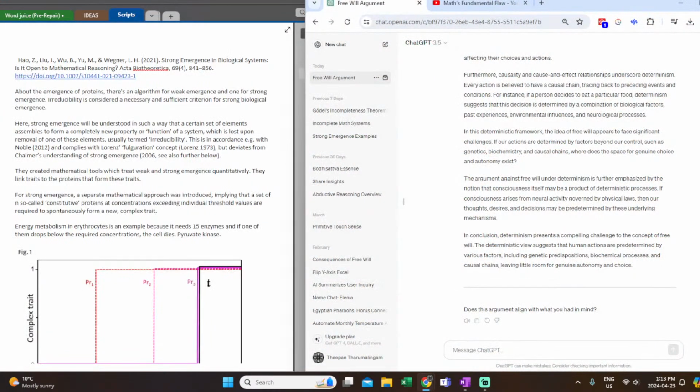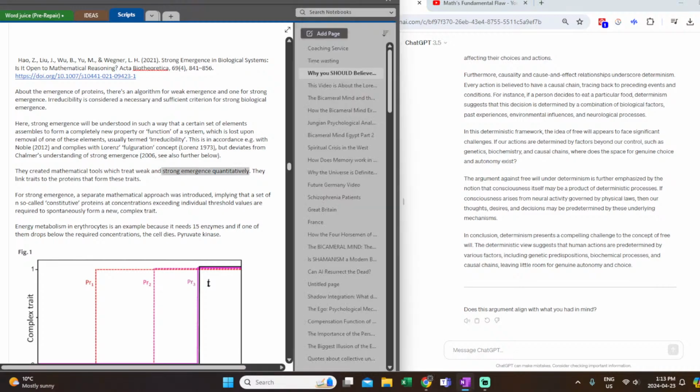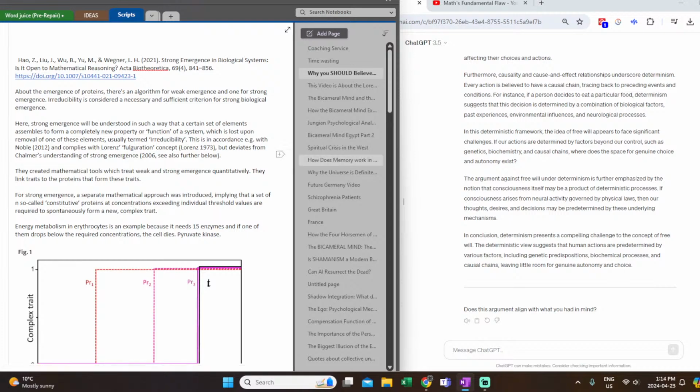Okay, so in this paper, they created mathematical tools which treat weak and strong emergence quantitatively. So they create a mathematical model for weak emergence, which is pretty well understood, and then for strong emergence as well. This is very interesting, that you can create mathematical models for strong emergence. It shows that strong emergence is a valid concept. There are ways to do it, and I've looked at papers that show computationally and mathematically how to get strong emergence. The question is, does this really exist in nature? And the answer to me so far is obviously yes.